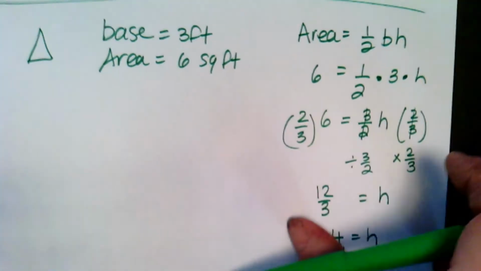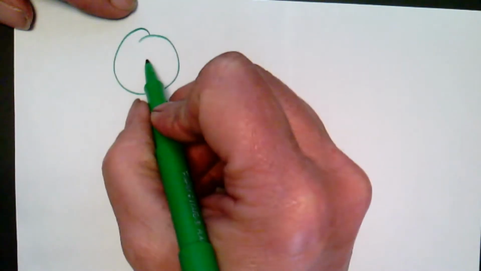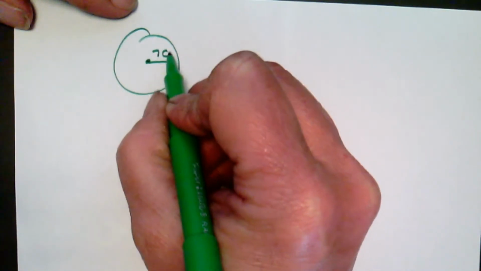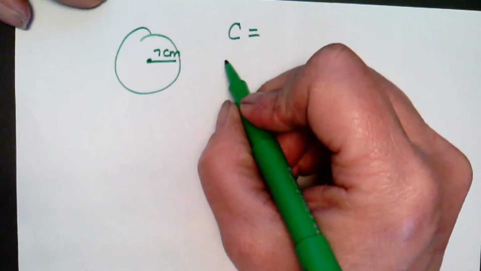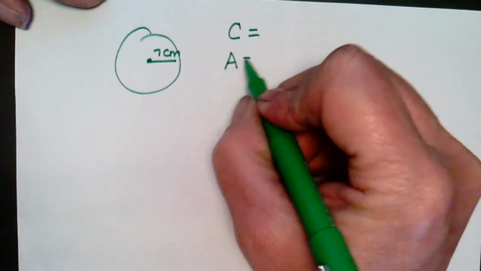So it looks like we're finding sides when we're doing these instead of finding the area. Alright, so we have a circle and it's got a radius of 7 centimeters, and it says we need to find the circumference and the area.